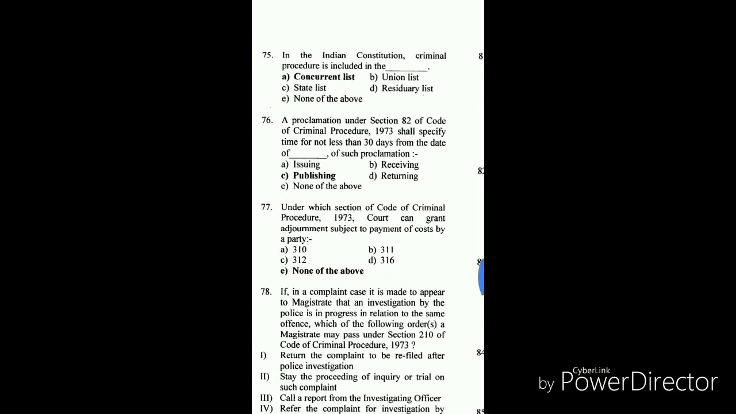Now we move to question number 75. In the Indian Constitution, criminal procedure is concurrent. There are three types of lists: the Union list, the State list, and the Concurrent list. Let me tell you what is the meaning of these lists. Some specified work or subject is given in each list.